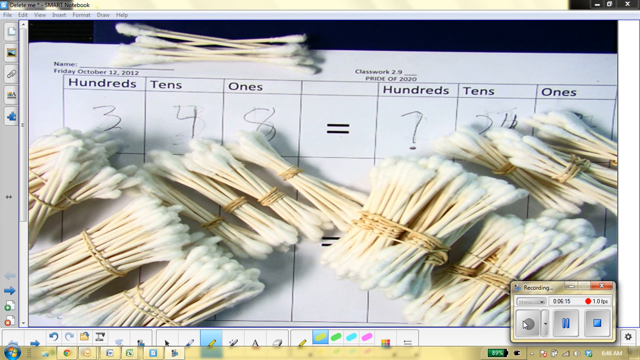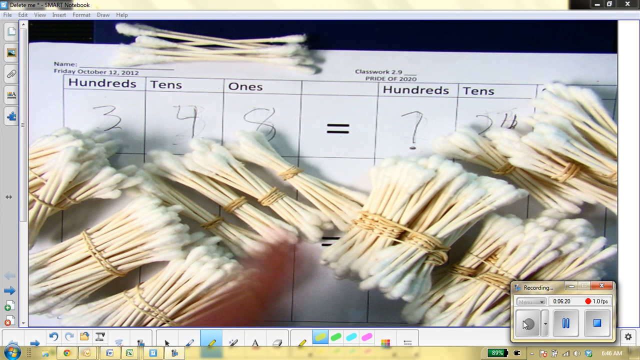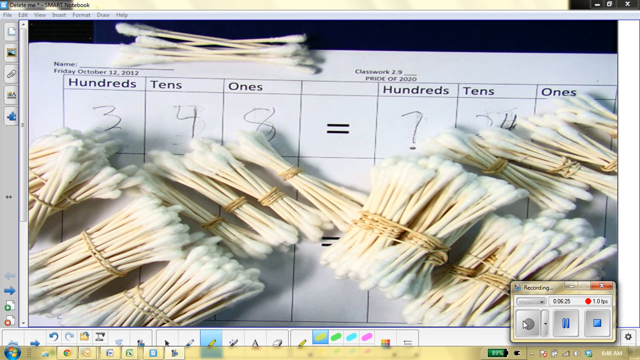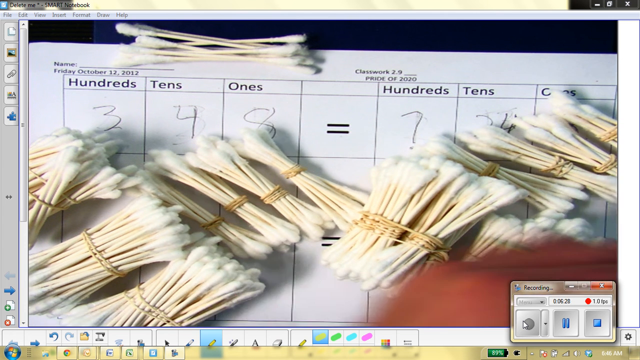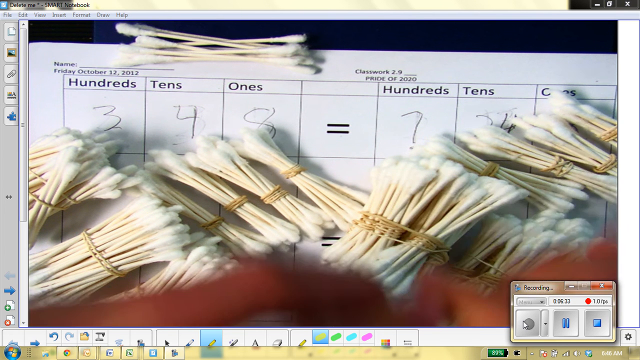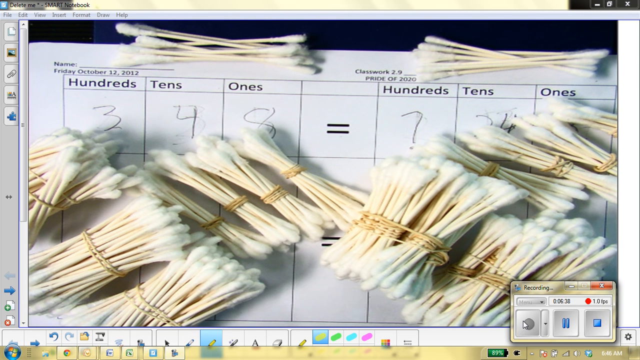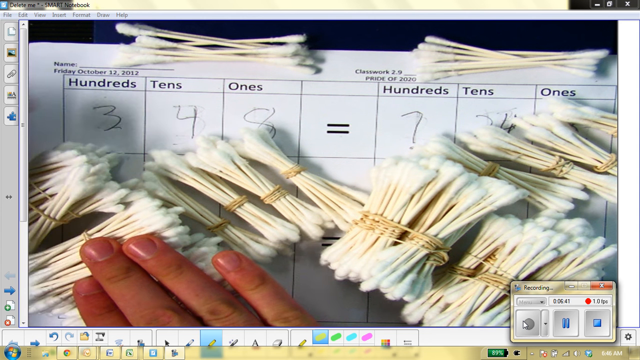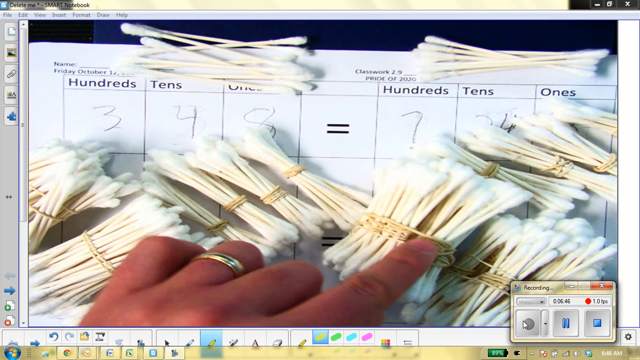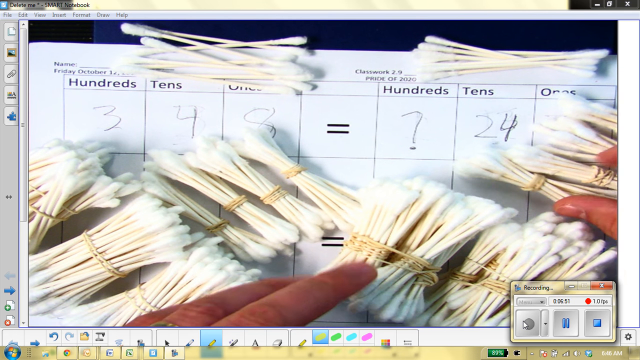If that happens to you, you'll notice because these don't look alike. The tens pile doesn't look alike, and it needs to look exactly alike. So here are my 4 tens. And here are my 8 ones. My 8 ones pile up right here. 1, 2, 300s. 1, 2, 3, 4 tens, 8 ones.